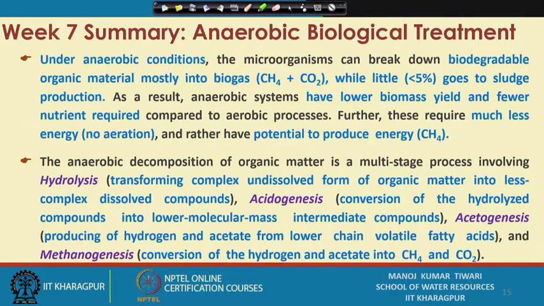Only a little amount, less than 5%, goes to sludge production. As a result the anaerobic system has a lower biomass yield, because the sludge production is low, and when the sludge production is low the biomass growth is low. So, obviously the nutrient requirement is also low. For an aerobic system we had to supply additional nutrients if there is a nutrient deficient wastewater, but in an anaerobic system we do not need to do that because the nutrient requirement itself is low. On the other hand, we cannot get nutrient removal either, because the nutrient requirement is not there. In some specific cases we do. We had the discussions further in the later weeks.